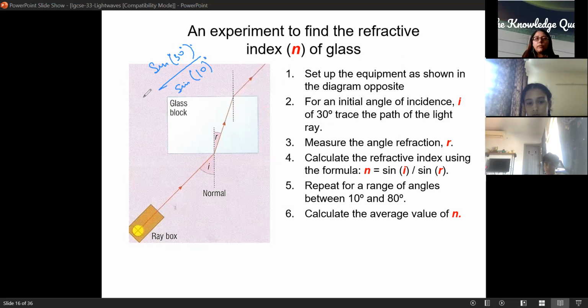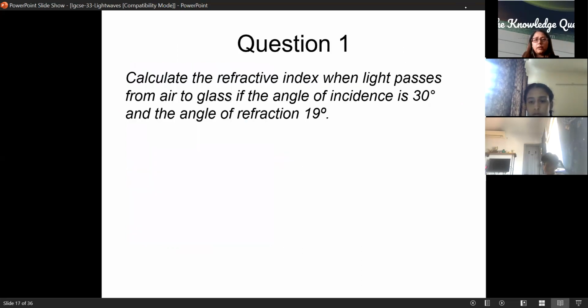No matter whatever angle you're changing, if I changes, R will also keep changing, so the sine of each of them will also change. So the ratio will remain the same, and that's how you calculate the refractive index. Have you understood the process to calculate refractive index? It's very easy, nothing great about this.